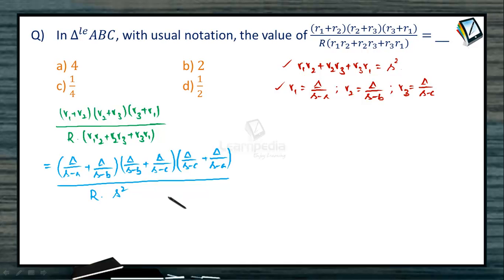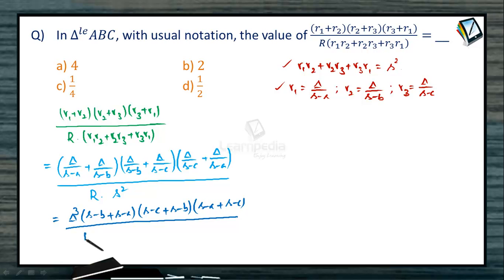Now how is the LCM in the numerator? It is (S minus A) into (S minus B) into (S minus C), but as we have S square in the denominator, let's take the LCM as the product of all the terms. Then clearly the numerator is delta cube into [(S minus B) plus (S minus A)] into [(S minus C) plus (S minus B)] into [(S minus A) plus (S minus C)], whole divided by R into S square into, as we have taken each term directly up, in the denominator (S minus A) square into (S minus B) square into (S minus C) square.